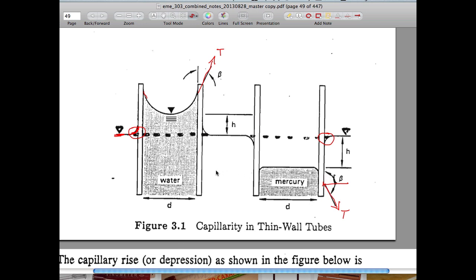And so what we can do is analyze this to say exactly what the height of the rise would be. And if you wanted to, you'd be able to measure or define the interfacial tension of the fluid from this geometry that you measure.